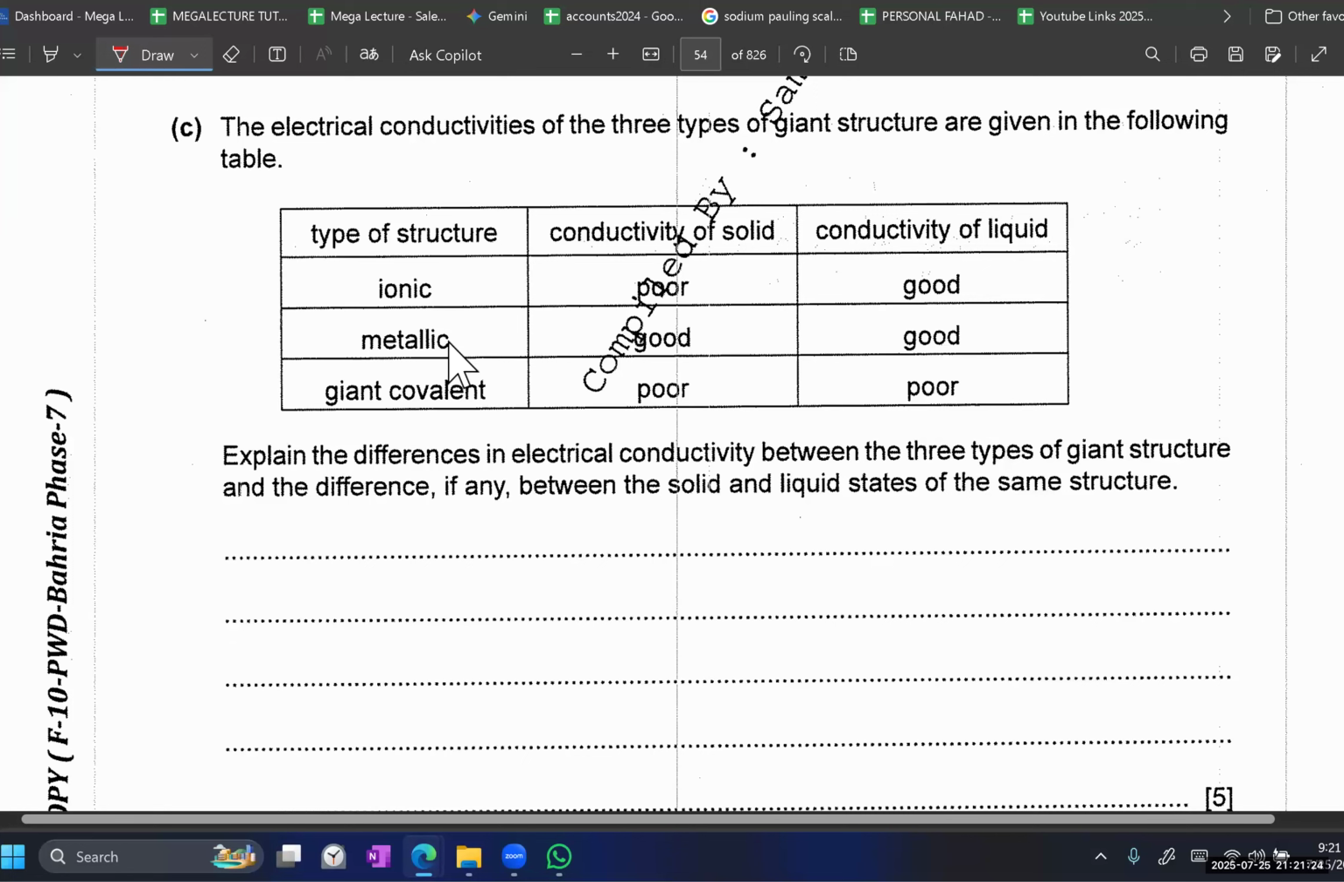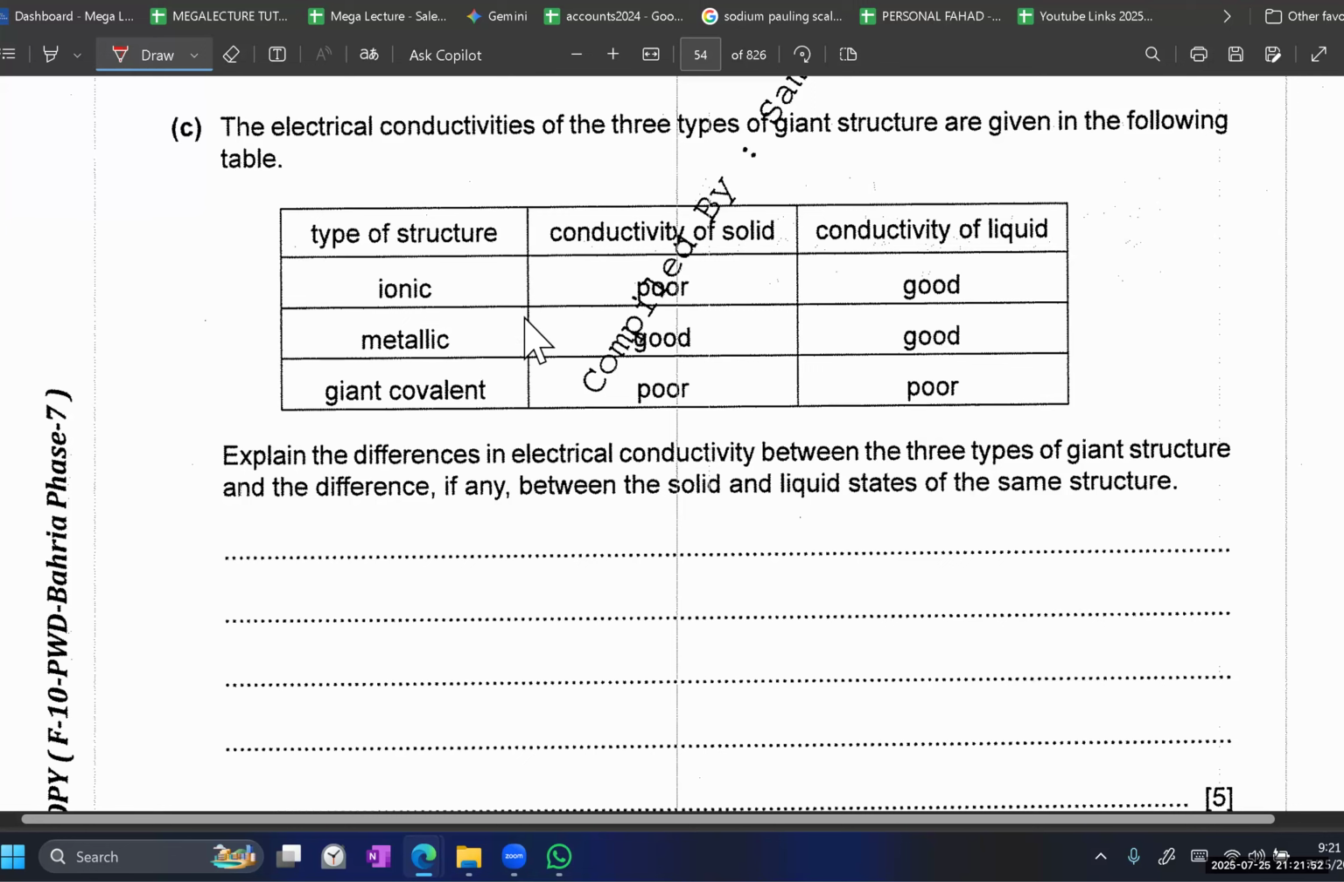He's given you certain properties of metallic, ionic, and giant covalent. Explain the difference in electrical conductivity between the 3 types of giant structures, and the difference, if any, between the solid and liquid state of the same structure. For ionic compounds, they don't conduct when solid because the ions cannot move. But when liquid, they become good conductors because they have free moving ions.